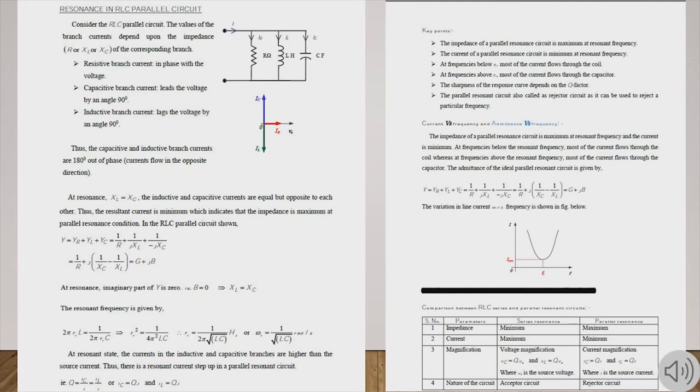Comparison between RLC series and parallel resonance circuit. The table is given below.